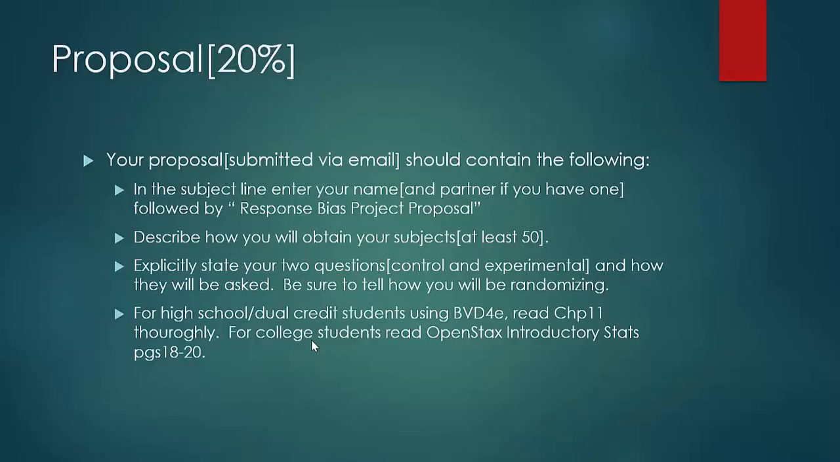For my college students, read the OpenStax book that you hopefully downloaded. If not, you can find it on Moodle. Read pages 18 through 20, not of the PDF, but of the book within the PDF. So be careful to notice that it's pages 18 through 20. It'll talk about sampling. You should see where to find it.